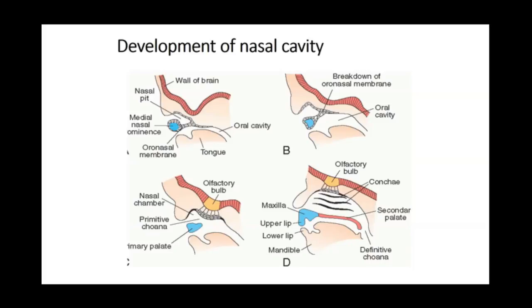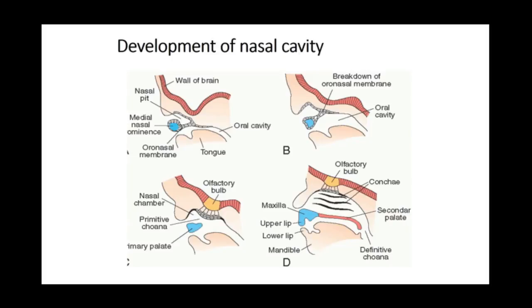That means on the posterior end. This was initially in the anterior position, but gradually as it develops, you can see the primary palate is developing, that is the blue one. Then gradually your secondary palate is developing. So your nasal cavity is deepening down posteriorly. As the oral cavity deepens, the nasal cavity also goes posteriorly. On the lateral wall, you can see the conchae are developing.